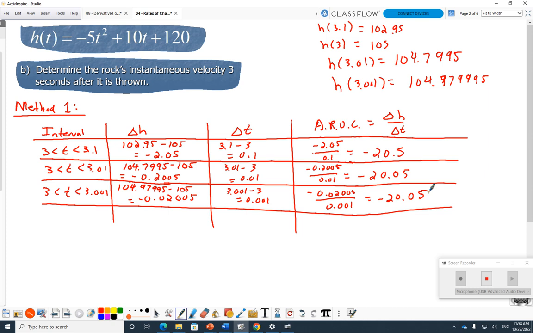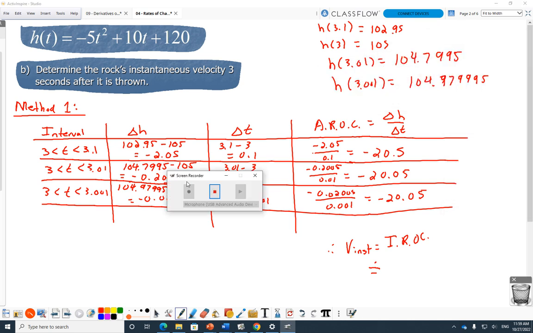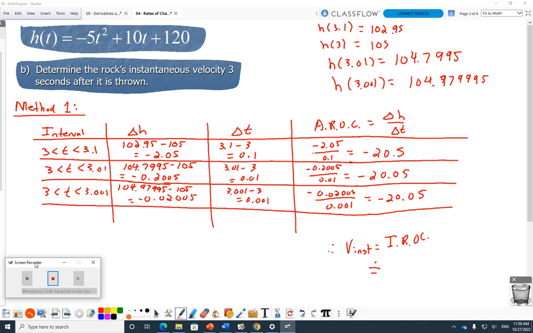Hopefully then you're convinced. I see where this is headed. Negative 20.5, negative 20.05, negative 20.005 would be the next one. Therefore, velocity, instantaneous rate of change, equals approximately. We really were stuck with writing approximately. It really looks like negative 20, but we don't know for sure it's negative 20. But it certainly looks like negative 20 meters per second.